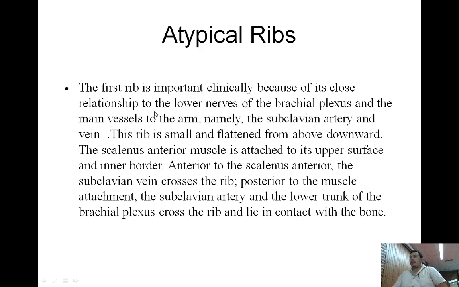The first rib is mostly clinically important because it is closely related to the lower nerves of the brachial plexus. We'll talk about the atypical ribs, mainly the first rib, in another class. We have one more class for the first and second rib and another class for the 11th and 12th ribs. So those ribs we'll discuss again. I'll not go into the details of that today.